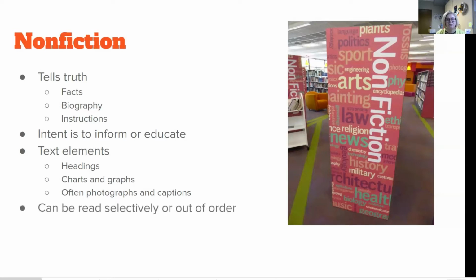With a nonfiction book, because it's not telling you a story, it's telling you different facts, you don't necessarily have to read it in order. In fact, you don't necessarily have to read the whole thing. For example, if you were doing research on what hamsters eat, you might not want to read an entire book about hamsters. You might want to just read a chapter of a book about hamsters that tells you what hamsters eat.